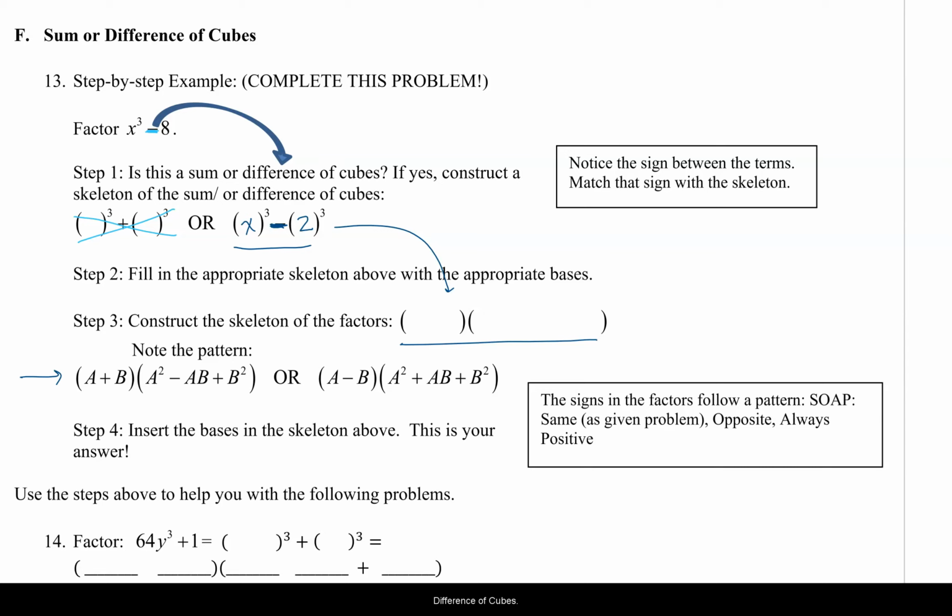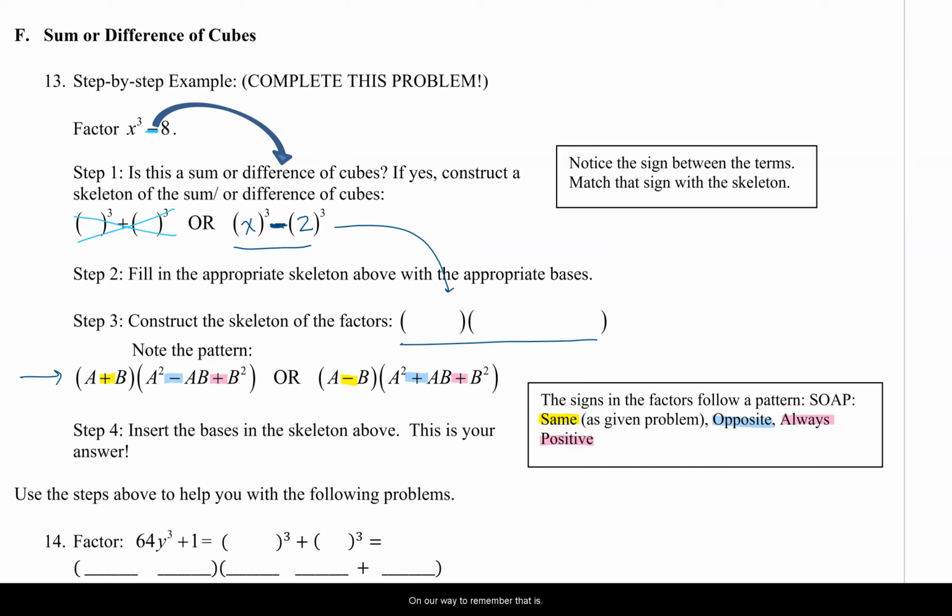The difference of cubes and the sum of cubes, I just want to point out, notice that the A and the B in both patterns are identical. A, B, A squared, AB, B squared. The only thing different between them are the first and the second signs. The third sign is positive. And so we end up with the same sign as what's given in the problem, opposite of what's given in the problem, and then the third sign is always positive.